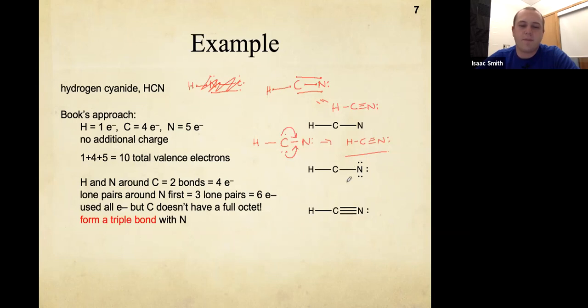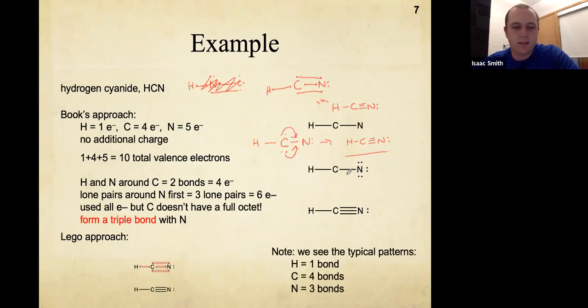Yeah, okay. Similar thing. You're going to get there in the end. Okay. And the Lego approach is what I just told you about, which is a pretty simple way to look at it, I think. All right. So we see the same pattern, right? Nitrogen has 3 bonds, carbon has 4 bonds, and hydrogen has 1 bond, like we talked about before.